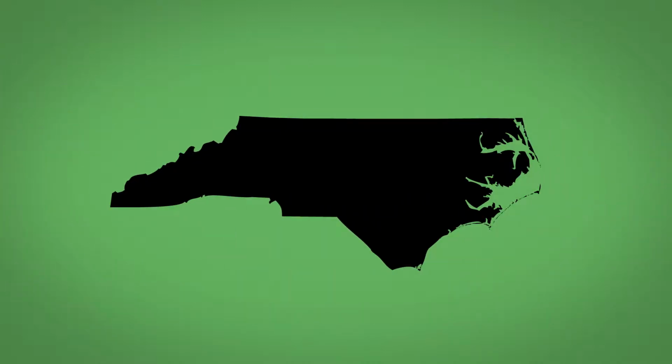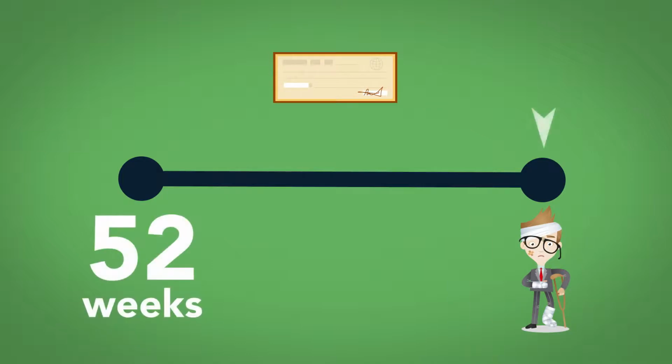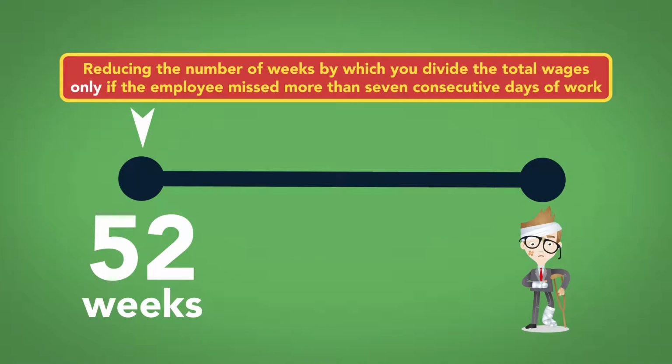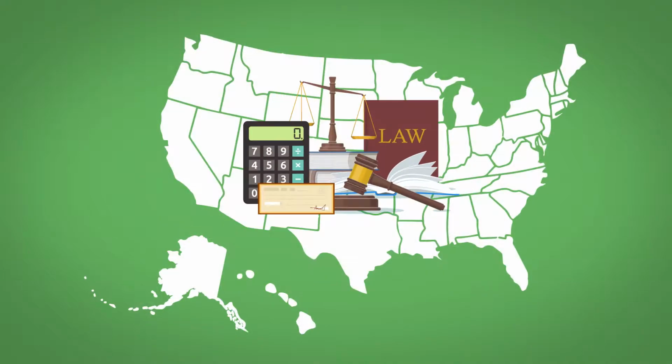Compare this with North Carolina, which uses the wages earned during the 52 weeks immediately preceding the injury, reducing the number of weeks by which you divide the total wages only if the employee missed more than 7 consecutive days of work. Certainly, the details of the average weekly wage calculation vary by jurisdiction.